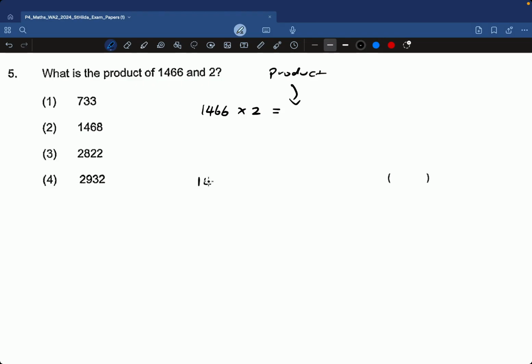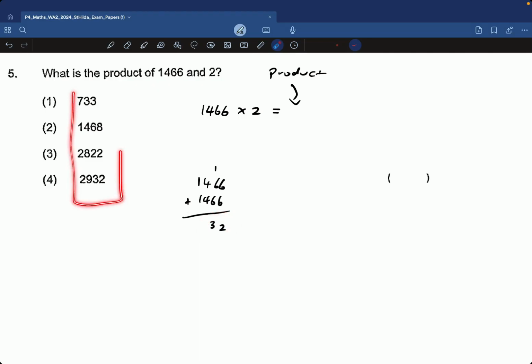So you can do that, 1466 times 2. Times 2 is basically just having the same number, so what you can do is just add 1466, right? So 6 plus 6 is equal to 12. 1 here, 6 plus 6 is 12, but 3. Okay, now if I were to stop here, you see that my last two digits is 32.